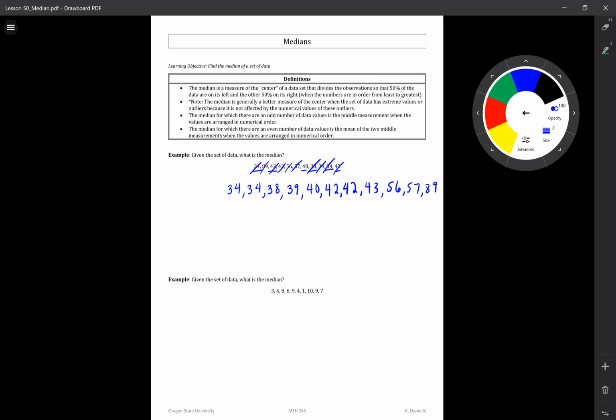So what I do now is I cross one off from this side and one off from this side until I get to the middle data. One here, one here, one here, one here. And I see that I am left with 42. So our median here is 42.